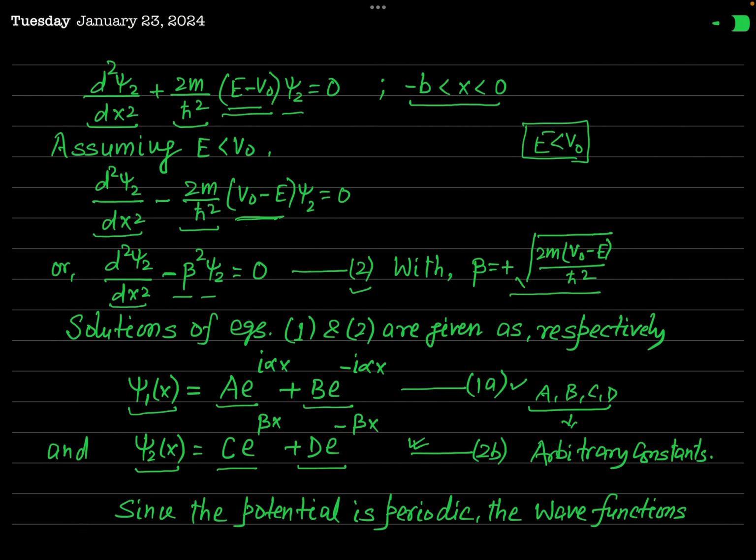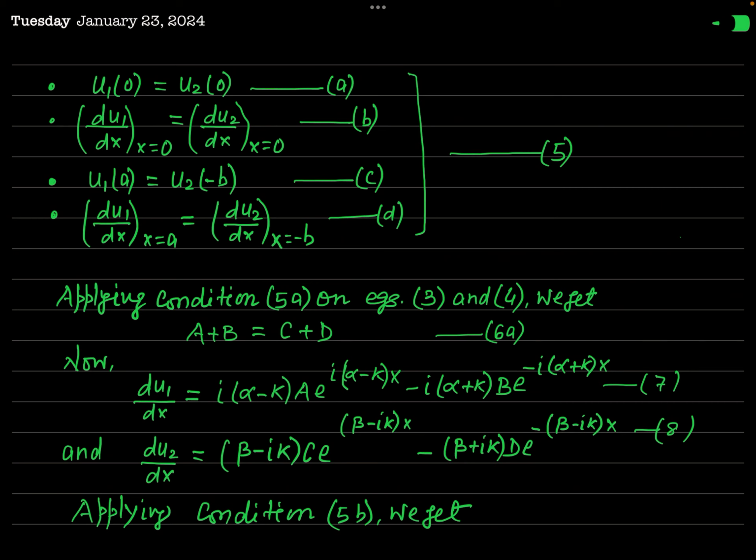You can see I have written here the boundary conditions, that u1 of 0 is equal to u2 of 0. When you write u1 of 0 is equal to u2 of 0, what does it mean? It means the value of u1 at x equal to 0 and the value of u2 at x equal to 0 are equal. Again, the first order derivative is also continuous, so you can write that du1 by dx at x equal to 0 and du2 by dx at x equal to 0 are both equal.